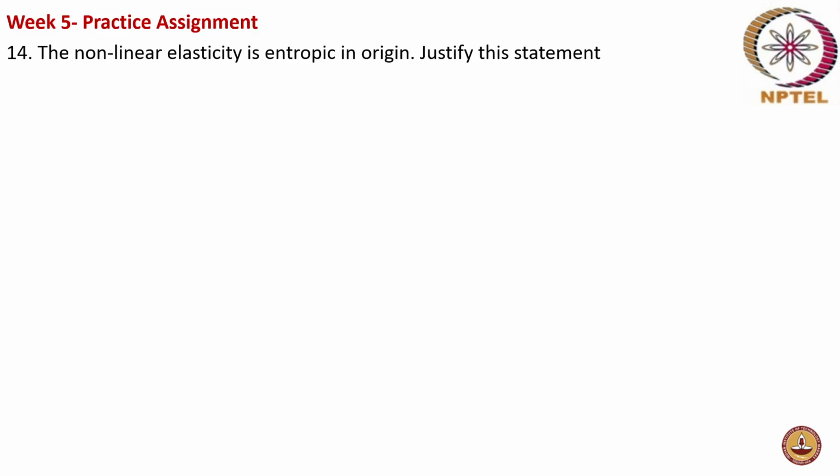Next question. The nonlinear elasticity is entropic in origin. Justify this statement. You already told this one, non-linear elasticity entropic in nature. Some slides before I saw this one. It's entropic in origin. Why is it so? That is the question. I don't know. Because linear elasticity, as you explained, is Hookean spring behavior. This is entropic spring behavior.